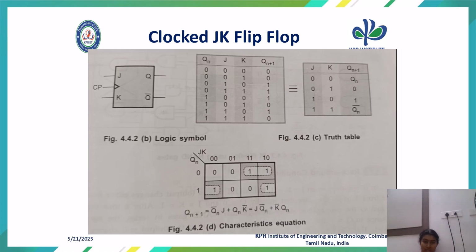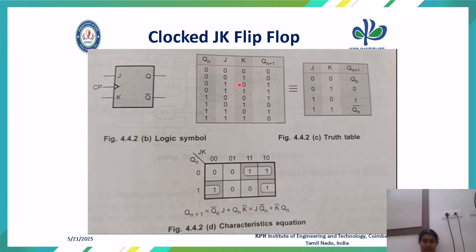It is given three inputs. Qn is said to be the present state, J is one input and K is another input. Qn plus 1 is the next state. So here, when J equal to 0, K equal to 0, if Qn is equal to 0, so if both the inputs are given 0, the next state follows the present state. So it follows the present state, that is 0.